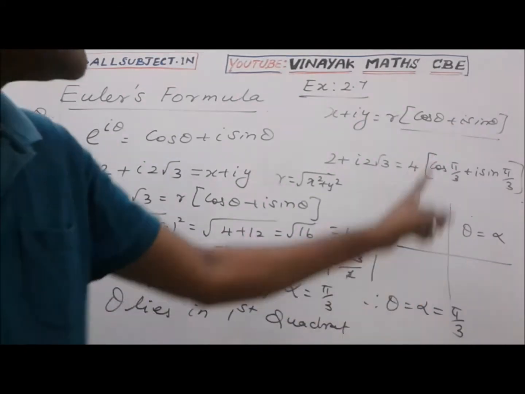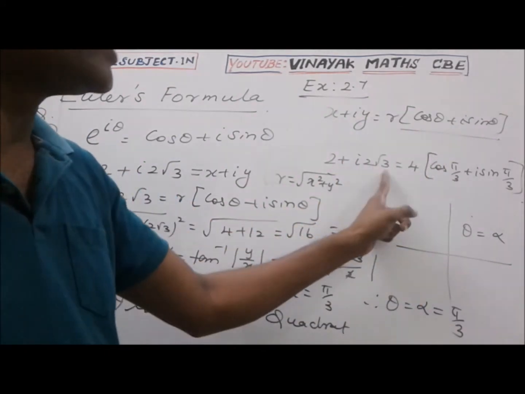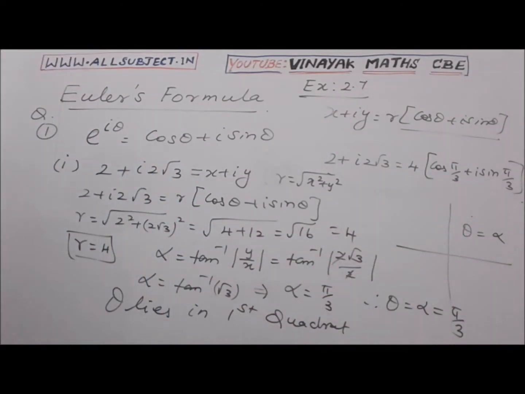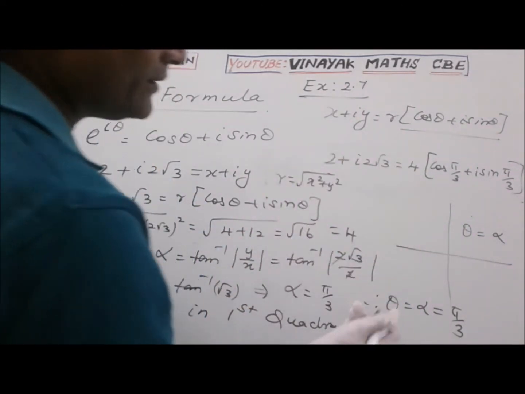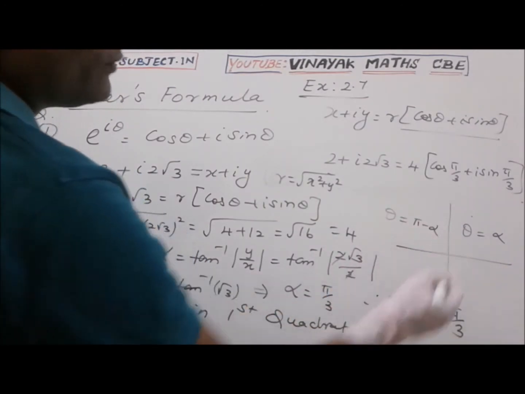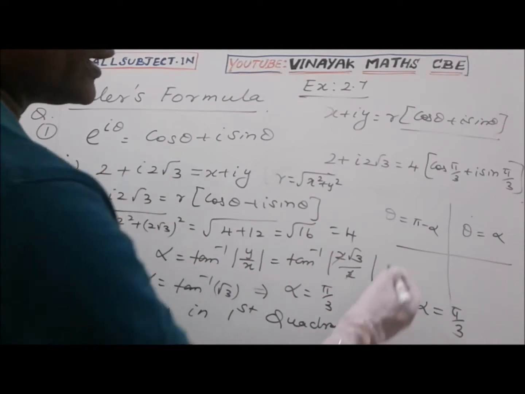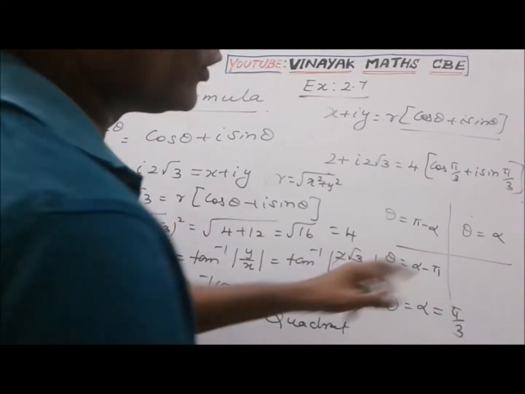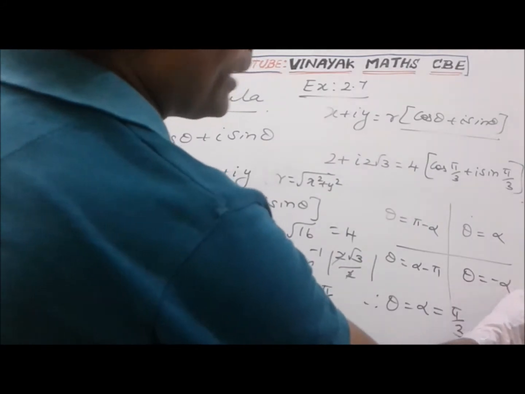R and theta in the above formula will get 2 plus i root 3 equal to 4 into cos pi by 3 plus i sin pi by 3. Suppose the complex number lies in the second quadrant, theta equal to pi minus alpha. If it lies in the third quadrant, theta equal to alpha minus pi. If it lies in the fourth quadrant, theta equal to minus alpha.